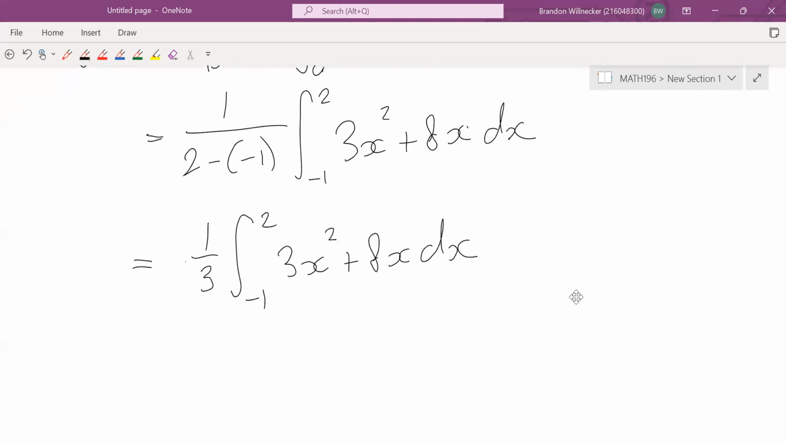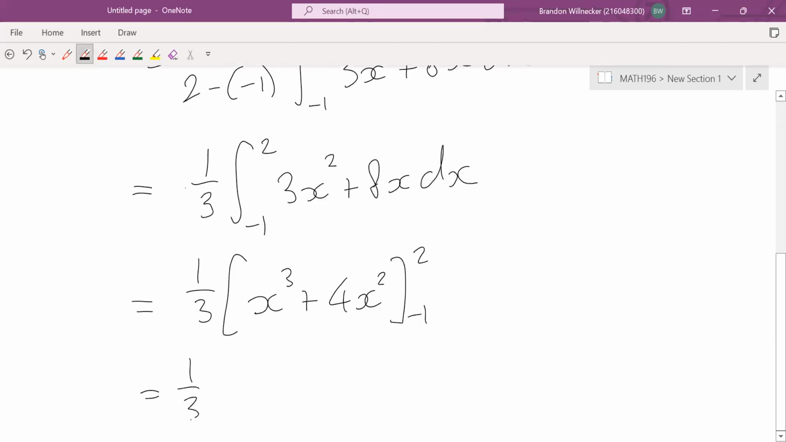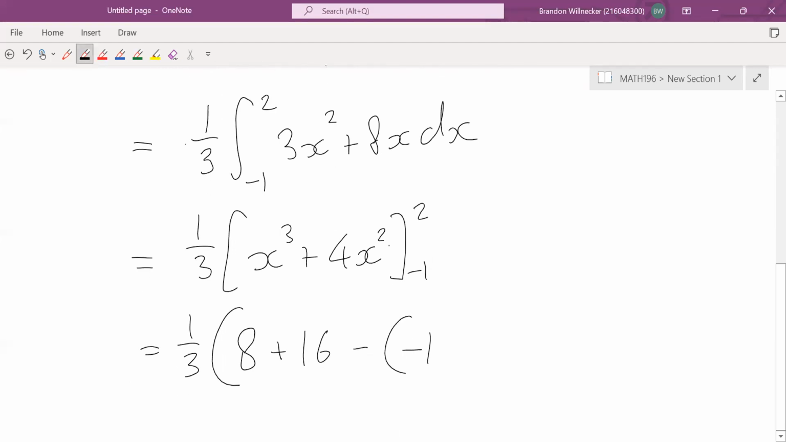Again, this is very straightforward. We've done this many times now. This is going to be 1/3 of x cubed plus 4x squared from -1 to 2. Okay, so that's 1/3. If I substitute 2, 2 cubed is going to be 8. 2 squared is 4, but times 4, so that's going to be plus 16 minus, and then if I substitute -1, so -1 cubed is -1, -1 squared is just 1, because we're squaring it, so times by 4, it's just going to be plus 4.